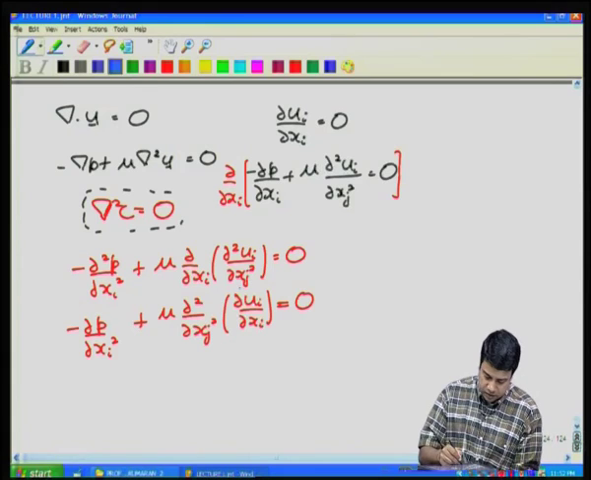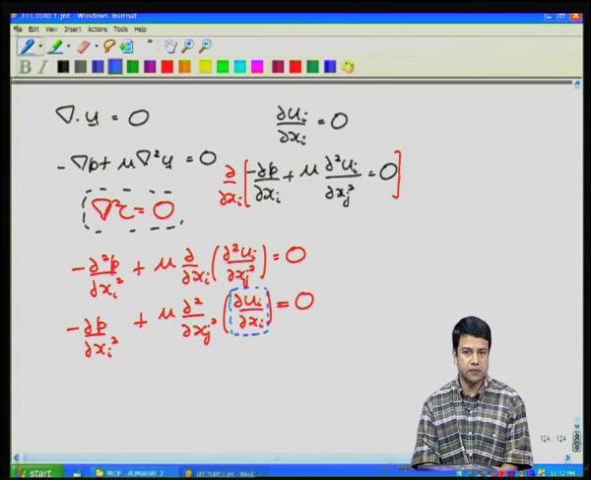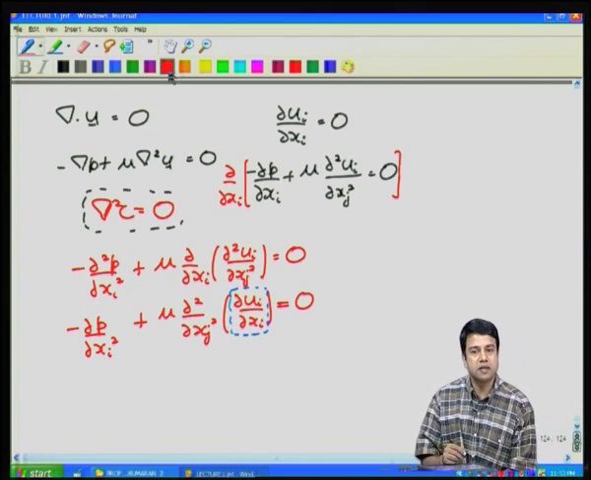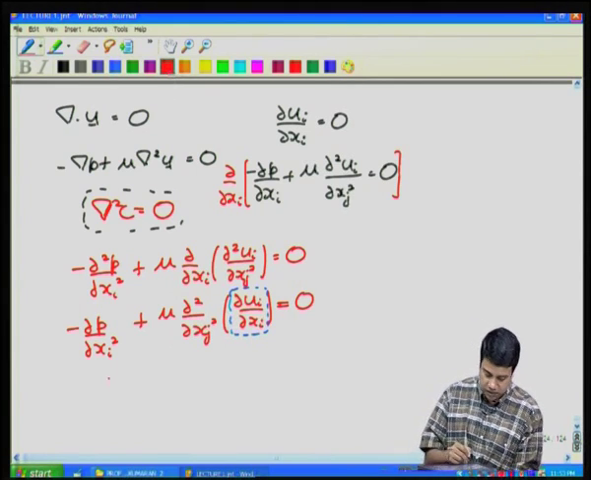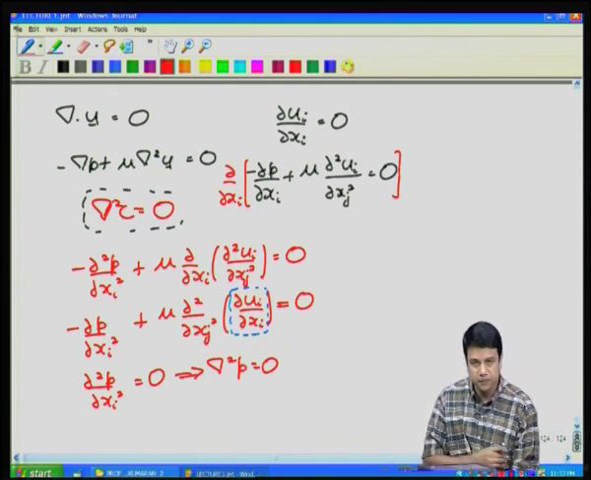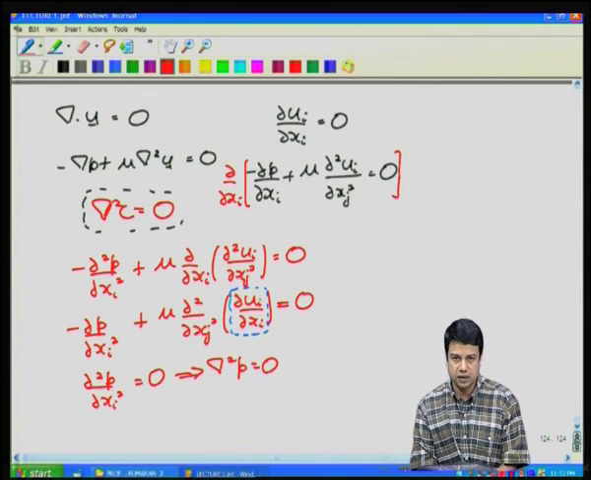Now, this term is clearly 0 from the mass conservation condition because it is the divergence of the velocity. So, it is equal to 0 because of the mass conservation condition. Therefore, if I take the divergence of the momentum conservation equation, I find that partial square p by partial x_i square is equal to 0, which implies that del square p is equal to 0. So, basically you get that the Laplacian of the pressure is equal to 0 by just taking the divergence of the momentum conservation equation.